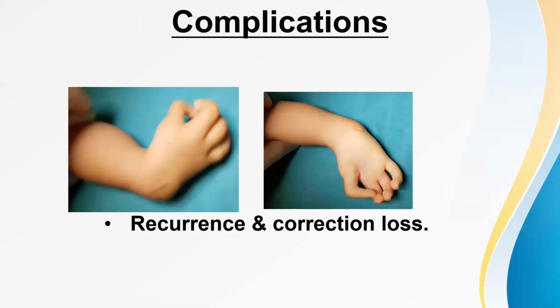The complications: the most prominent complication of all procedures is the recurrence and correction loss. This is the devil of all radial club hand surgeries. None of the authors have ever reported no recurrence at all, while newer techniques, especially with Bayne's centralization and external fixator, are reporting lower rates of recurrence than the others. But this needs more time and a larger sample size to judge in the future.